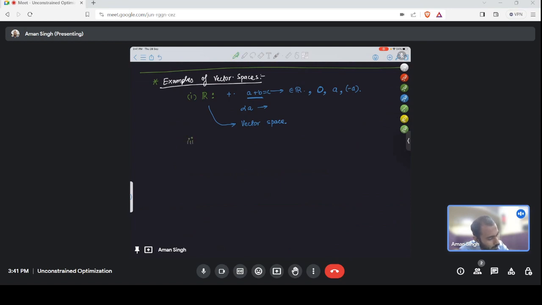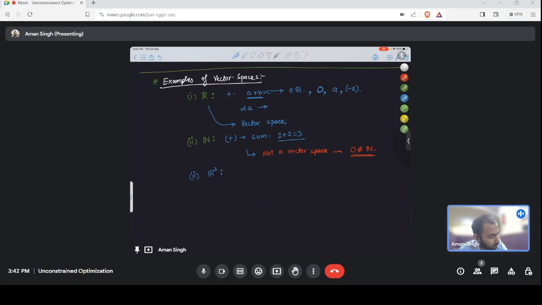So is the set of natural numbers a vector space? As it turns out, if you define addition as the sum of two numbers, like 1 plus 2 equal to 3, then it's not a vector space, because there is no additive inverse. 0 does not belong to natural numbers, so there is no additive inverse, and hence this is not a vector space.